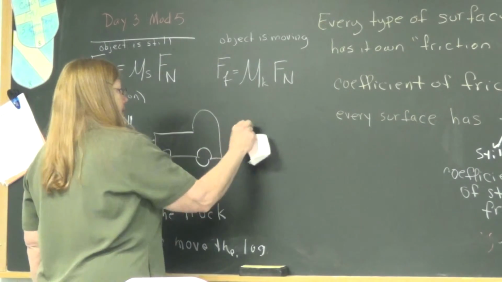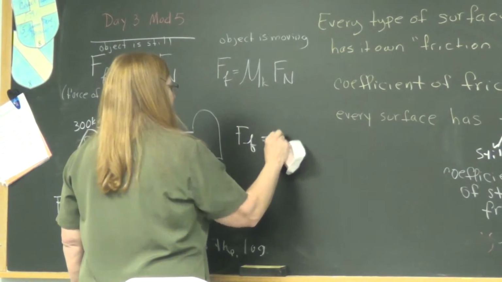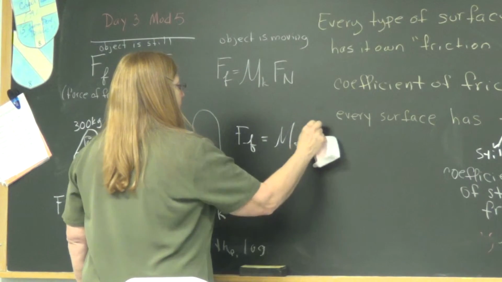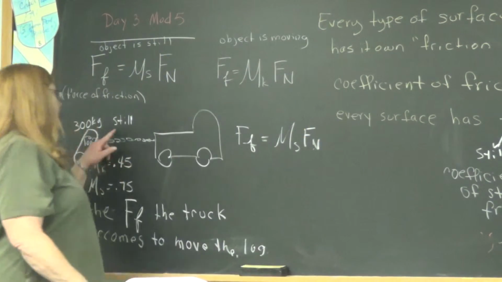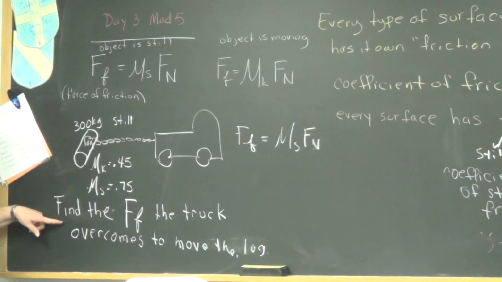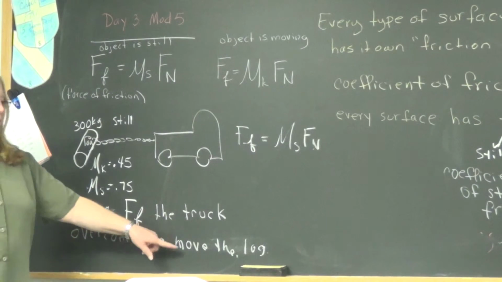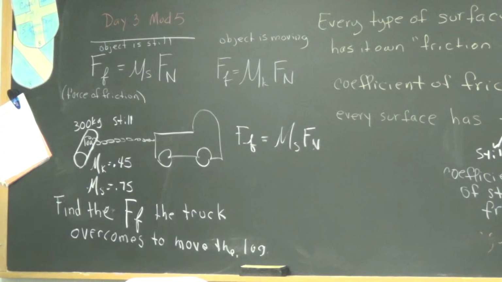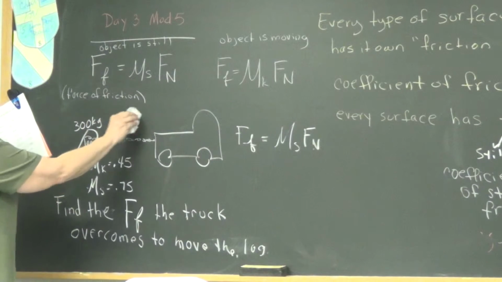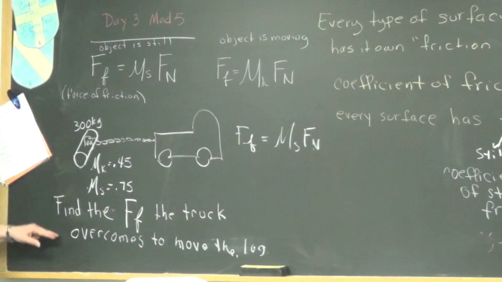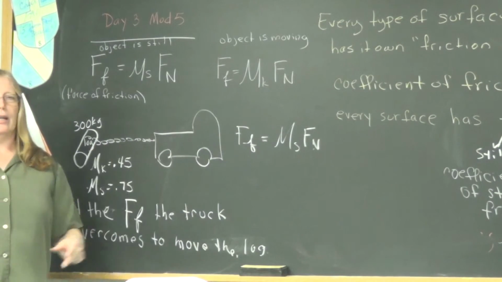So we're going to emphasize that. Force of friction equals mu sub s times N. I probably didn't need to tell you that, because the way it's worded, find the force of friction the truck overcomes to move the log. To get it started moving, it's implied in the words that it's static. So it's either going to be strongly implied or actually told to you, so you'll know clearly which one to go with.